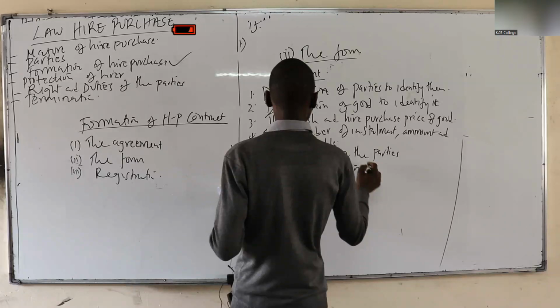Under subsection 15(1) of the Hire Purchase Act, if the hirer has paid 2/3 of the hire purchase price, the owner cannot repossess the goods unless by court order.